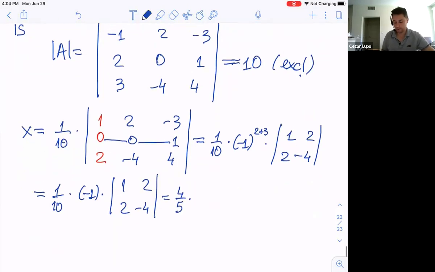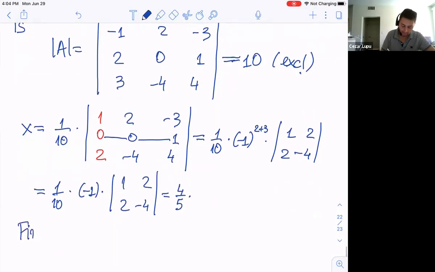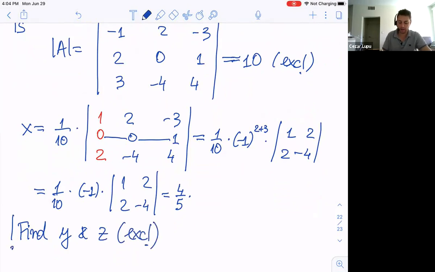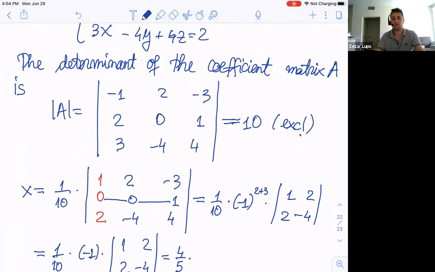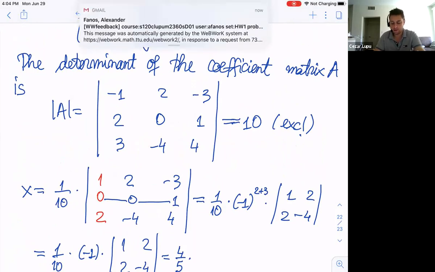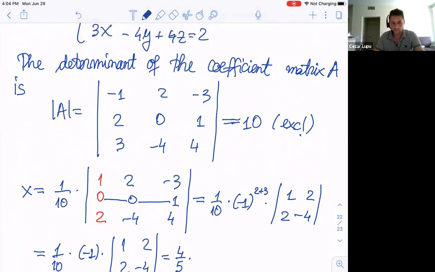And I will leave it to you as an exercise. So find y and z. To find y and z, we're going to do exactly the same thing, just like I mentioned. So that's the method, this is how you solve systems of linear equations by using Cramer's rule. Okay.